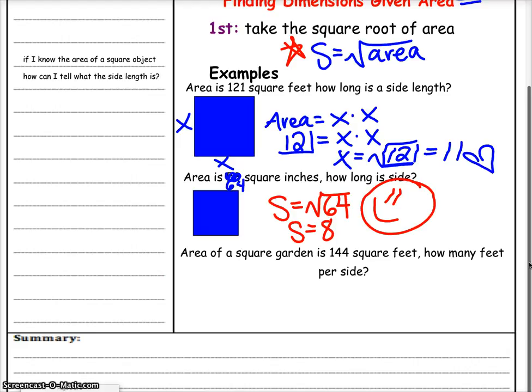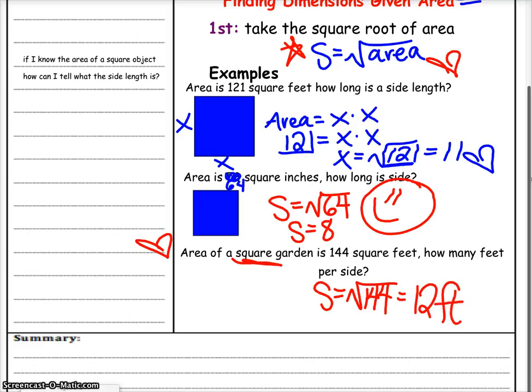Okay, the next one, a word problem example. The area of a square garden is 144 square feet. How many feet is the side? I'm going to use the formula we made. The side is equal to the square root of the area. The square root of 144 is 12, and then label it as feet. Oh, and I forgot to label here. This would be inches, and this would be feet up here.